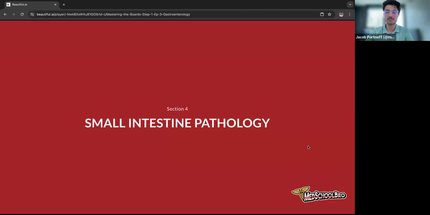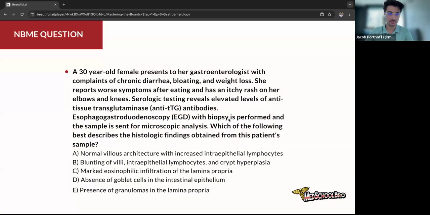All right, small intestine pathology. You're a 30-year-old female who presents to her gastroenterologist with complaints of chronic diarrhea, bloating, and weight loss. She reports worse symptoms after eating and has an itchy rash on her elbows and knees. Serologic testing reveals elevated levels of anti-tissue transglutaminase, anti-TTG antibodies. EGD, definitely not ECG, EGD, with biopsy is performed and the sample is sent for a microscopic analysis. Which of the following best describes the histologic findings obtained from this patient's sample?